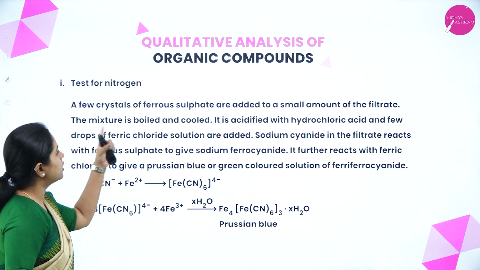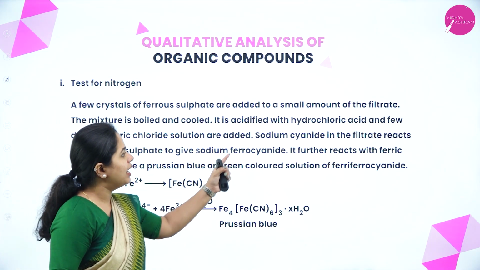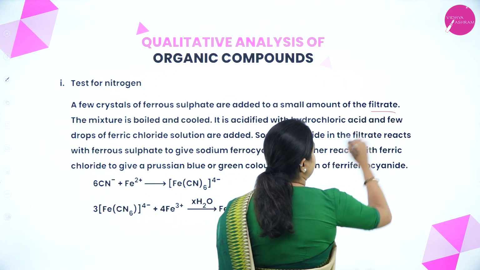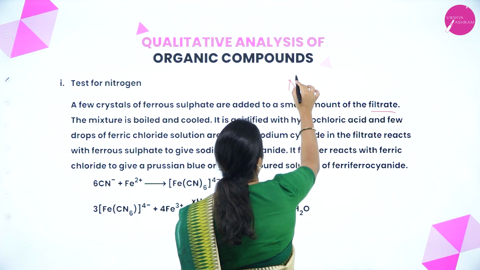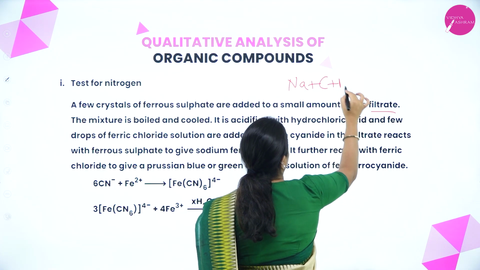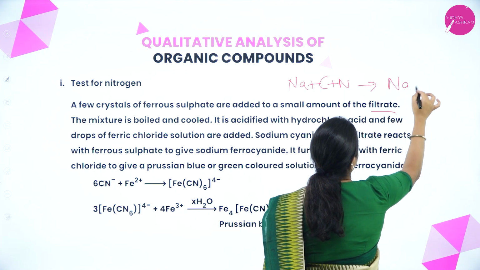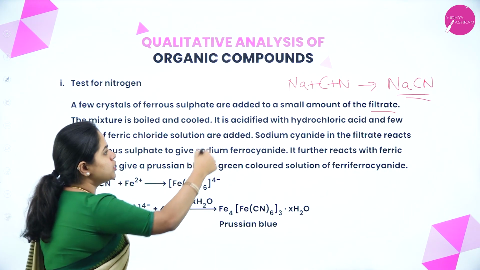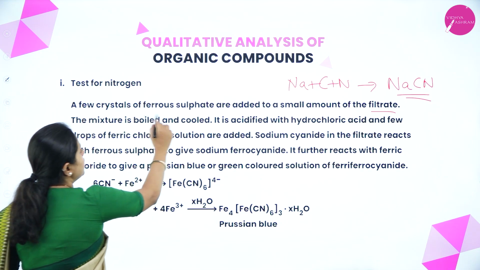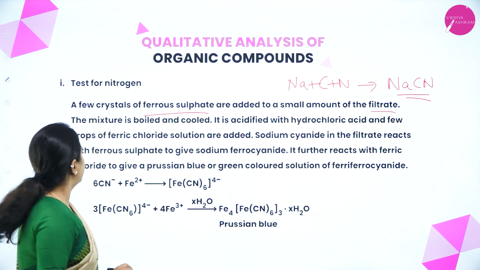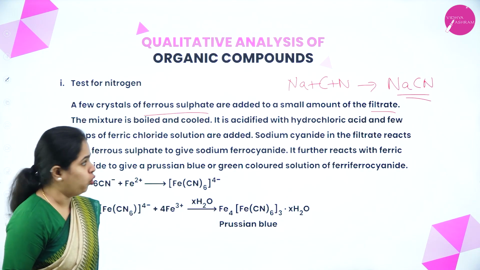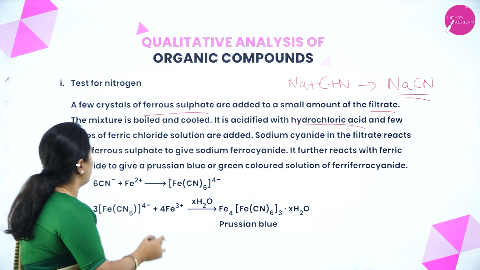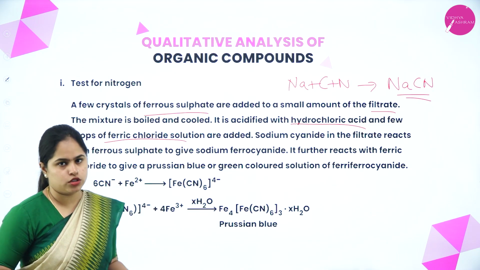A few crystals of ferrous sulfate are added to a small amount of the filtrate. Now what is present in the filtrate? Yes, sodium plus carbon plus nitrogen will give sodium cyanide. So this sodium cyanide is present in the filtrate. Now the sodium cyanide, I am reacting with ferrous sulfate. The mixture is boiled and then cooled. It is acidified with hydrochloric acid and a few drops of ferric chloride solution are also added.